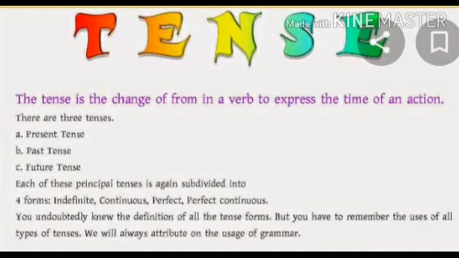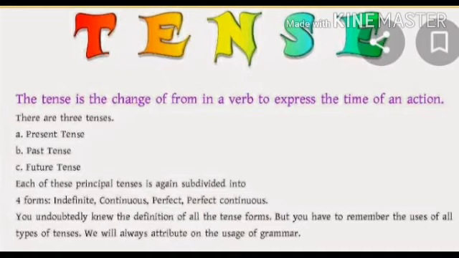Okay students, each of these principal tenses is again subdivided into four forms. Number 1 indefinite, number 2 continuous, number 3 perfect, and number 4 perfect continuous. Students, number 1 tense is present tense. So present tense is again subdivided into four forms: number 1 present indefinite, number 2 present continuous, number 3 present perfect, and number 4 present perfect continuous.